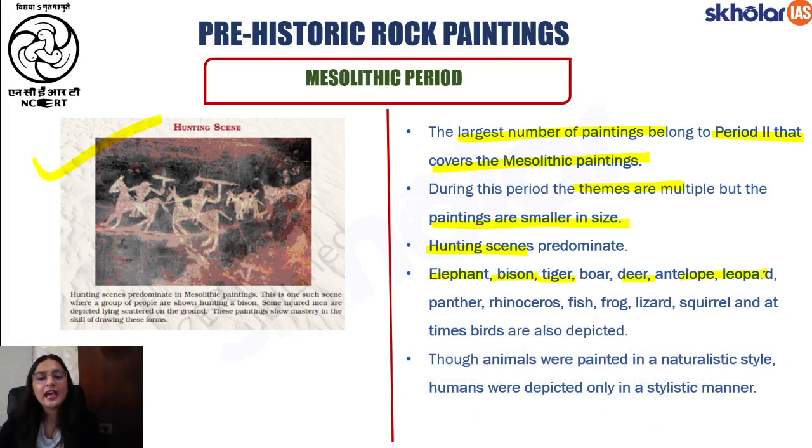Apart from the students, animals were painted in a naturalistic style, that is, they used to appear as they were. However, the depiction of humans was only in a stylistic manner. If you see this image too, students, the horse appears very naturally, just as it looks, but humans were shown in a stylistic manner or in stick figure form. So this is a big difference that we have to remember.